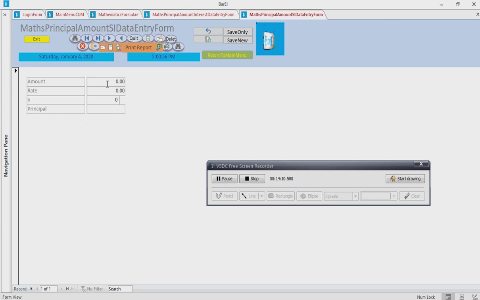If the amount is 1,100, the rate of interest is 0.1, the number of periods is 1, then the principal is 1,000.